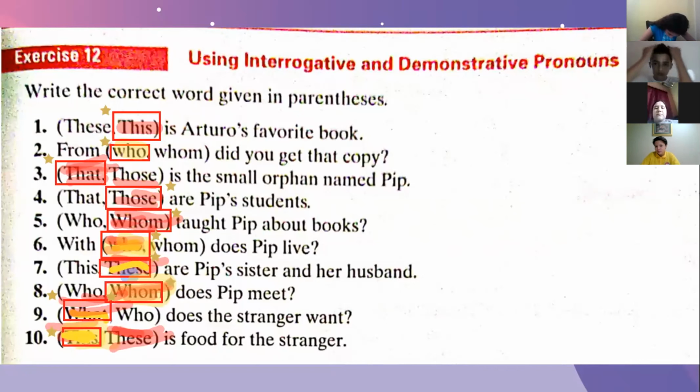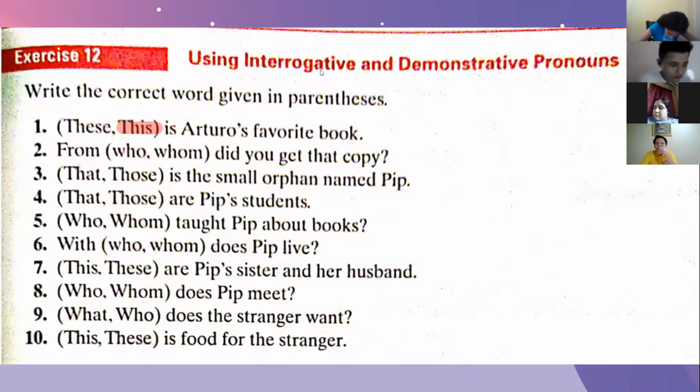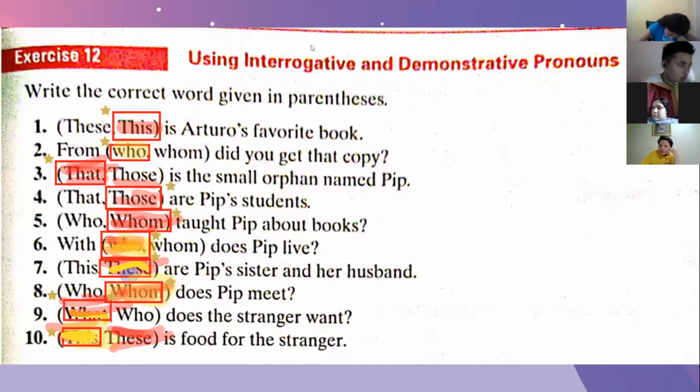Whom does the stranger want? Whose does the stranger want? I can't read, guys, so I can't tell if this is right or wrong. But let me clear it. Okay, what does the stranger want? Okay, that's correct. And then you guys wrote here, and this is food for the stranger. The correct one is this because the verb to be is telling us that it's one thing. It's not like one banana or something like that, because the food is all together.